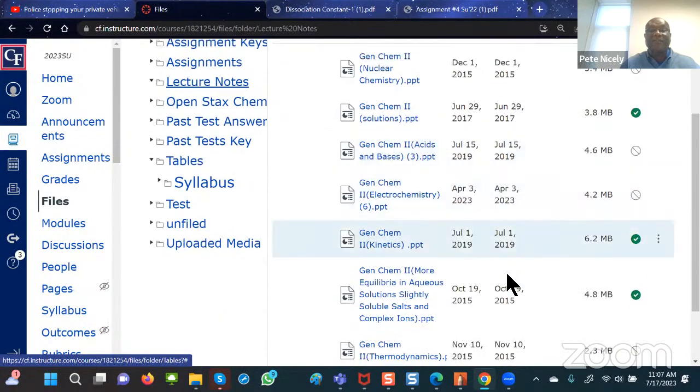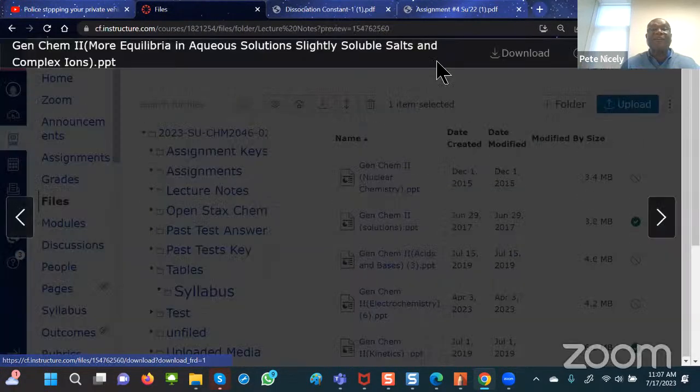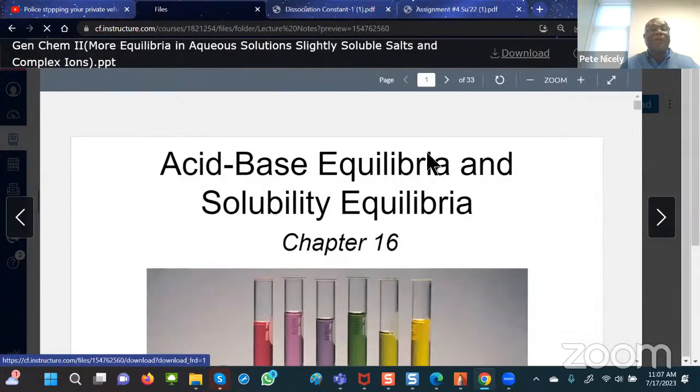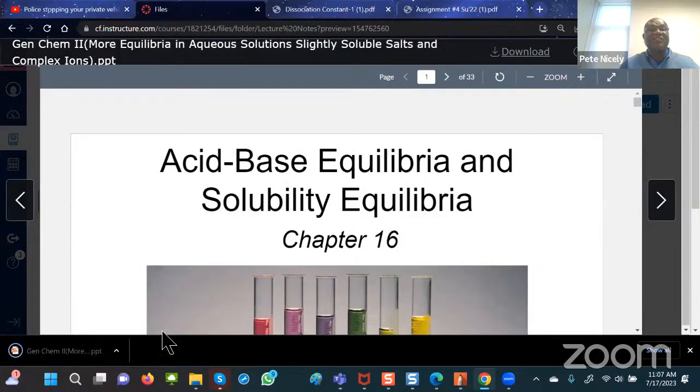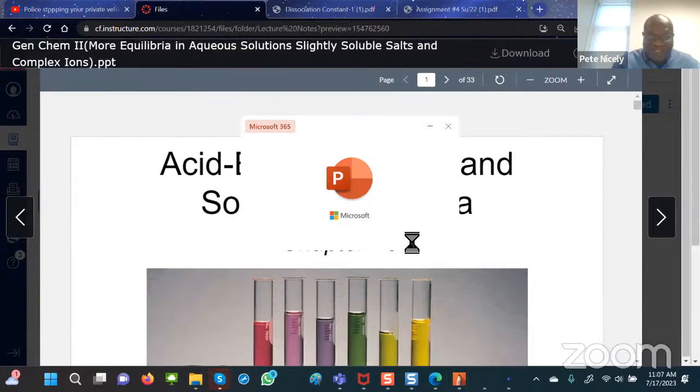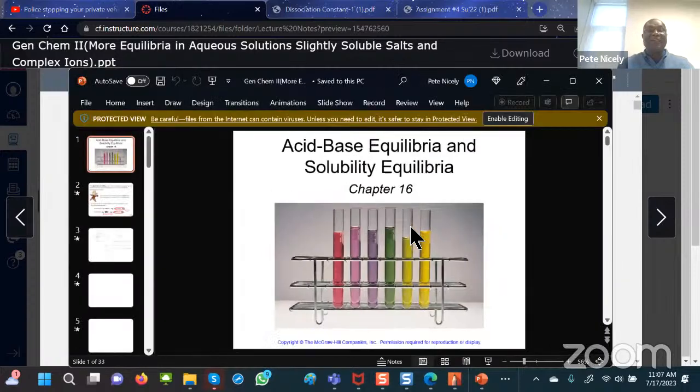Okay, so here. This is the next chapter: more equilibria in aqueous solutions, slightly soluble salts, and complex ions. Those are the topics that will be covered in this chapter. So let me get started with this.